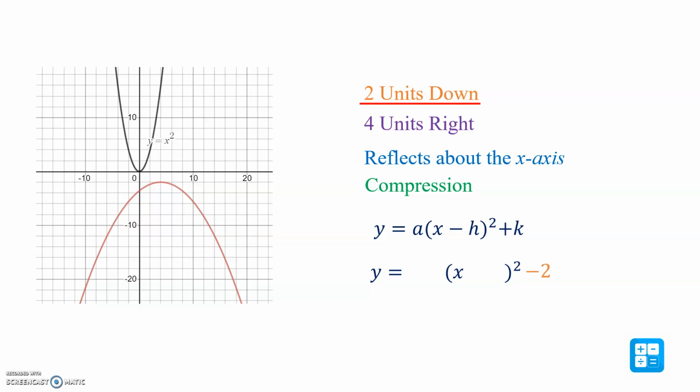Well, the 2 units down tells us to subtract 2 on the outside because we can jump up and down when we're outside the house. The 4 units to the right, because we're inside, Mama says, no, you can't run. So you don't do that. So instead of to the right plus 4, it's minus 4. The reflection just lets us know that the A is going to be negative, and that compression just tells us that number simply needs to be between 0 and 1.